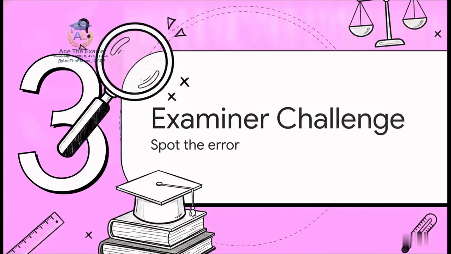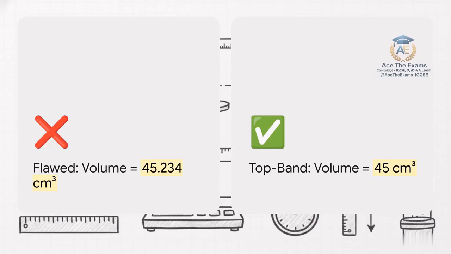The Interactive Examiner Challenge. Let's see how this builds by challenging you with a real exam scenario. I want you to put on your examiner hat for a second. Take a look at these two answers. Assuming the original measurements provided in the question, say the length, width, and height of a wooden block, only had 2 significant figures, can you spot why the flawed answer on the left throws away those easy marks? The student wrote volume equals 45.234 cubic centimeters. They did the math perfectly, but they failed the science. The top-end answer on the right boldly chops it down to just 45 cubic centimeters.